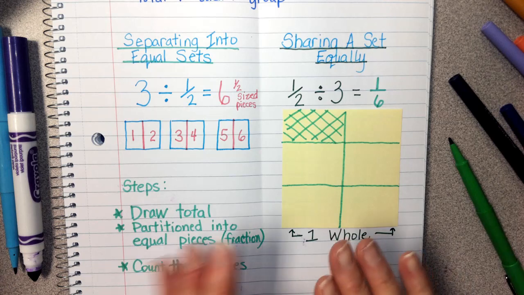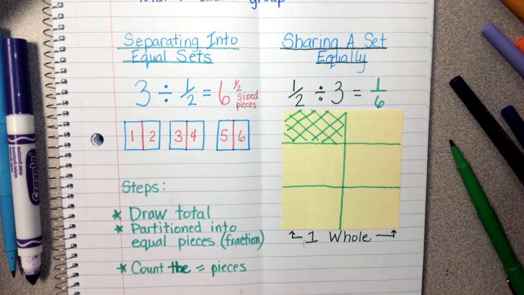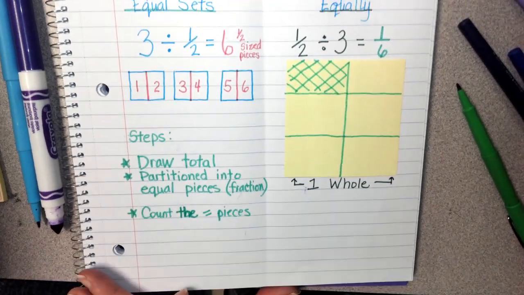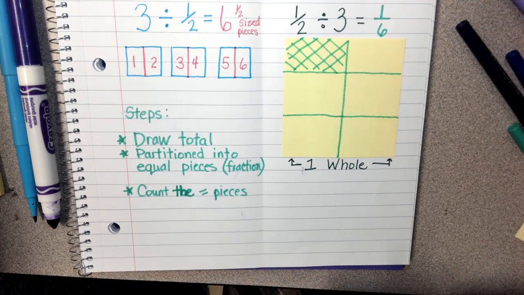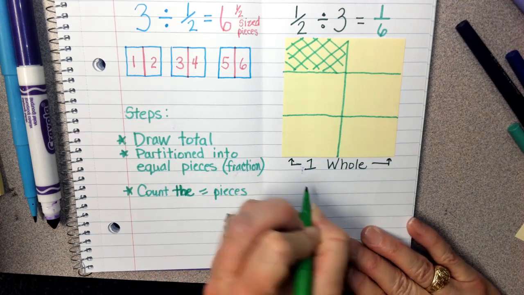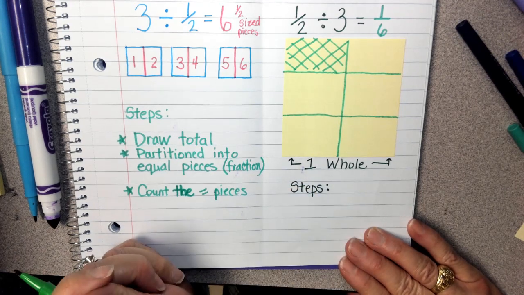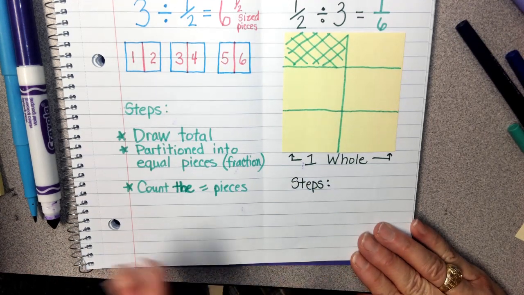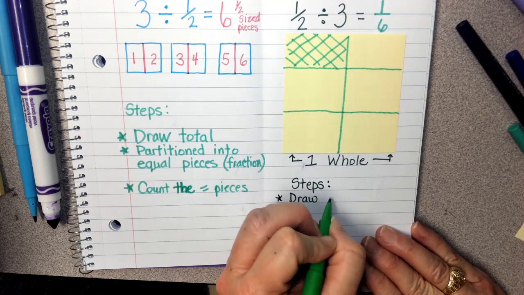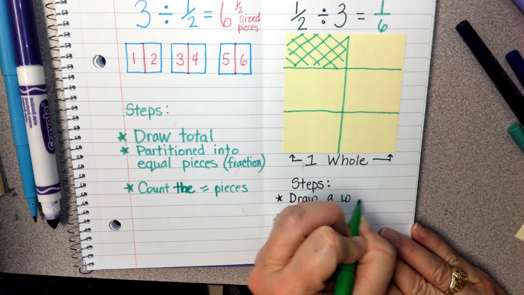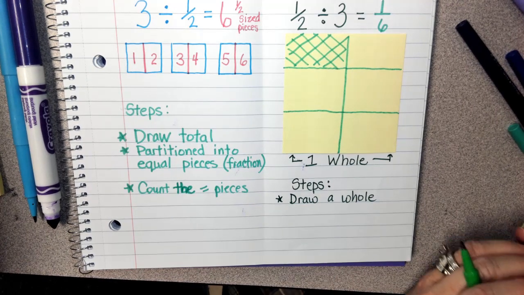And so just like before on this side, we wrote down some steps that were helpful. We're going to do that on the following side. So I'm going to move my camera so you can see this a little bit easier. And we just have 4 little steps that we're going to write down that are going to help us remember what to do. So let me write my little title here. We have steps for dividing or sharing a set equally. And the first thing that we did is we always started with a whole. If you were using Play-Doh yesterday, we always started with a whole piece.